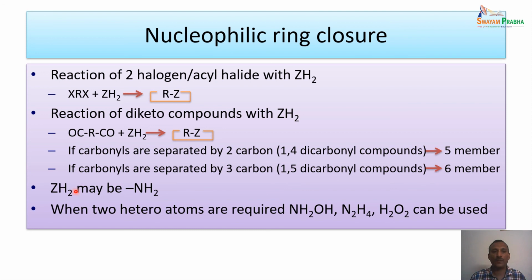In the case of nitrogen, the ZH2 may be NH2, that is an amine can be used. And when 2 heteroatoms are required, hydroxylamine, hydrazine, hydrogen peroxide can be used because this is OH, this is NH2, NH2, this is NH2OH. So 2 heteroatoms can be incorporated using these kinds of reagents.